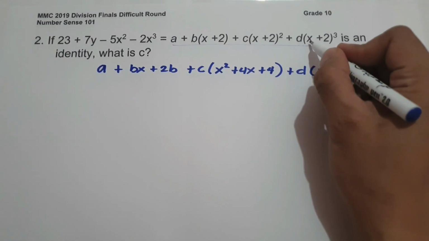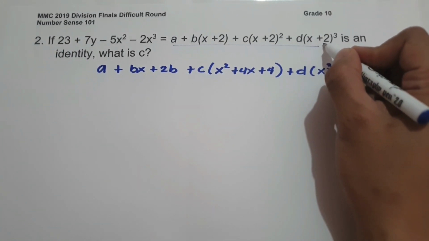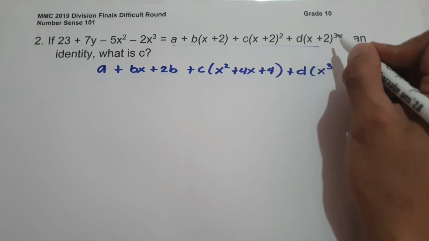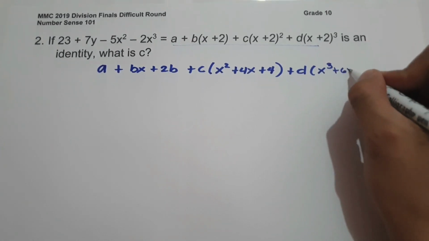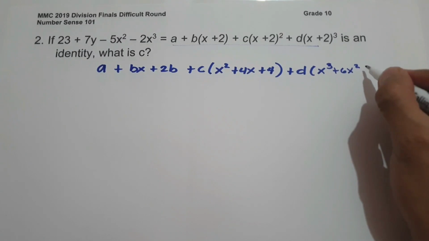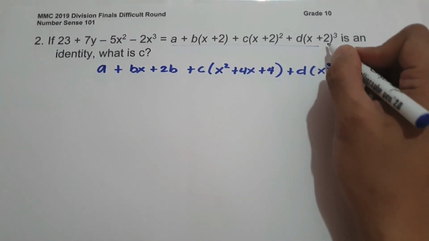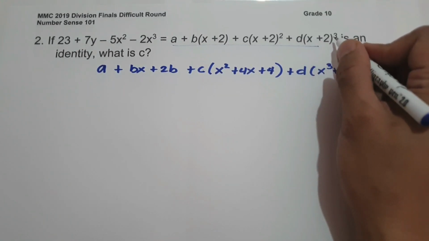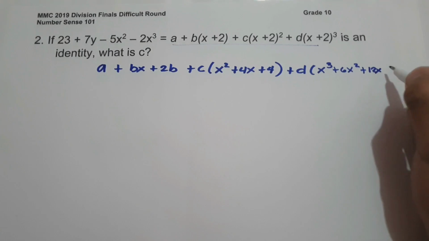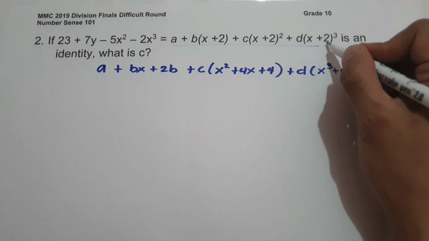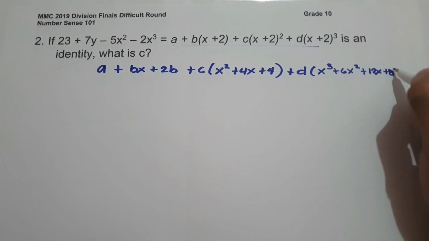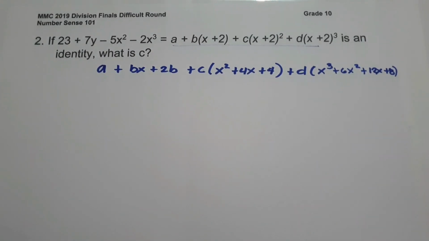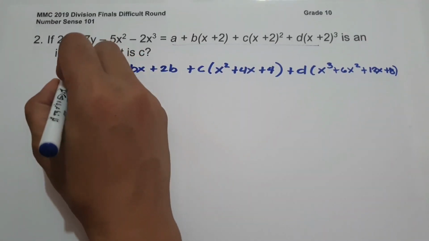and then x multiplied by itself, that is x squared, times 2, that is 2x squared times the constant 3, that is 6x squared. And then we have 2 multiplied by itself, that is 4, times x, that is 4x times the constant 3, that is 12x. And then 2 multiplied 3 times to itself, that is 8. And then let us write this one.